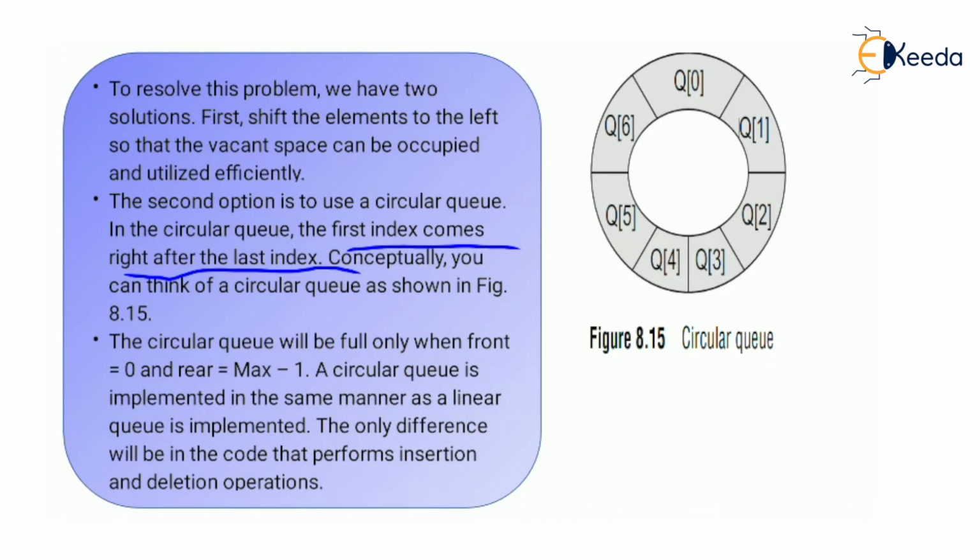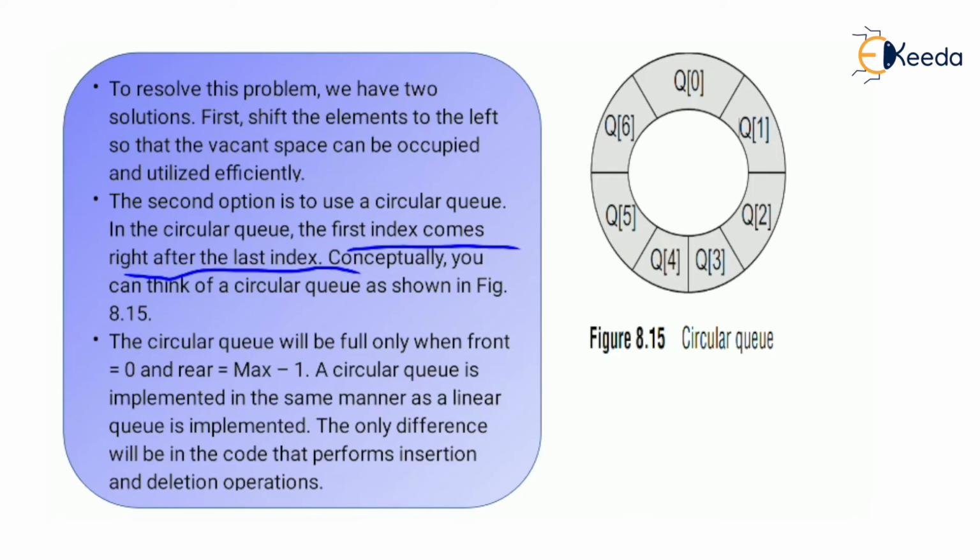So that comes first, nearer to the last index. So it becomes a circular queue. So that space, whichever was created in the previous figure, is allocated to us, and we can insert the data, because that particular side is now the rear side of the circular queue. The queue will be full only when front is equal to 0 and rear is equal to max minus 1.